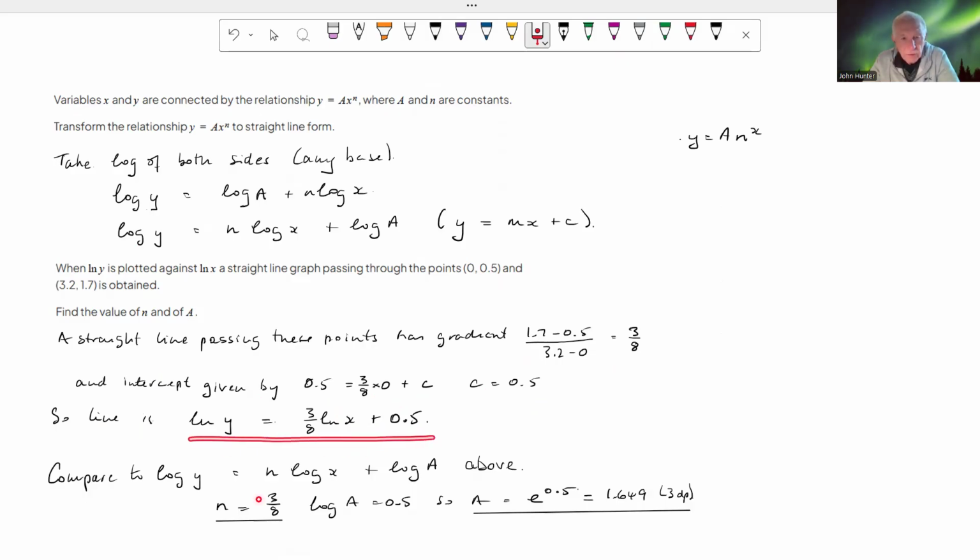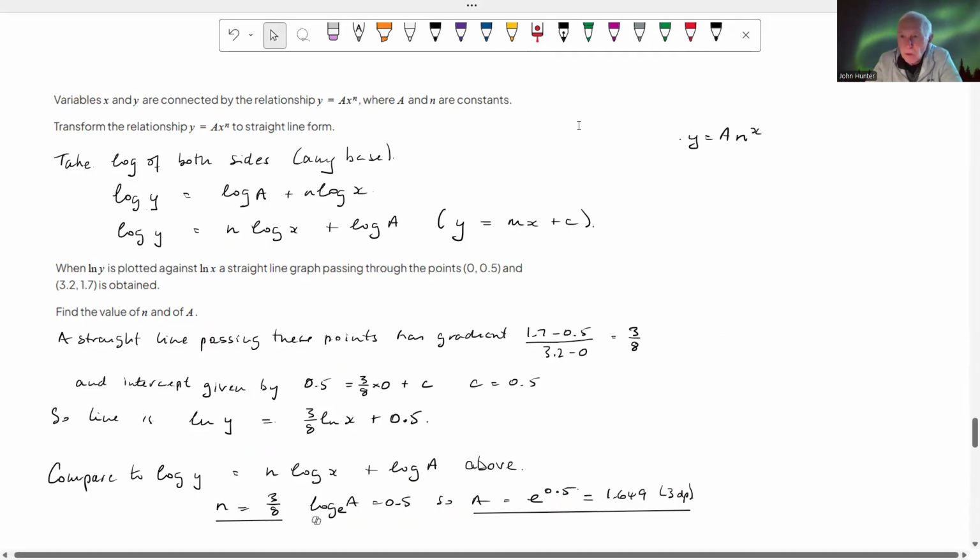So that is your straight line, and therefore when we compare that to this, we can see that n is 3/8 and log base a is 0.5, but they're asking for a, aren't they? So a is going to be e to the power of 0.5, and that is 1.649 to 3 decimal places. And I might just write in here, that's going to be my preferred notation, log base e, natural log.